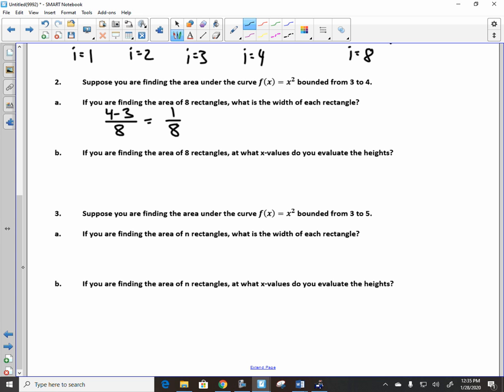If you were finding the area of 8 rectangles, at what x values do you evaluate the heights? Where are you going to do the first height? No. 3 and 1/8, right? 3 plus 1/8.